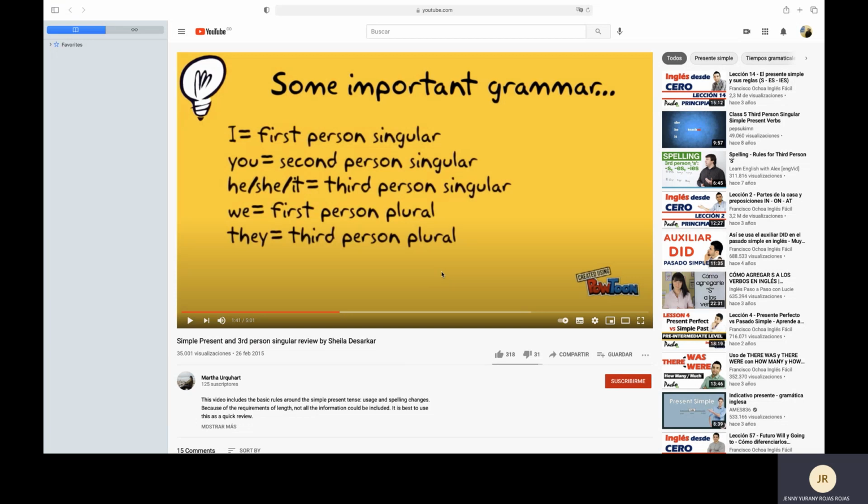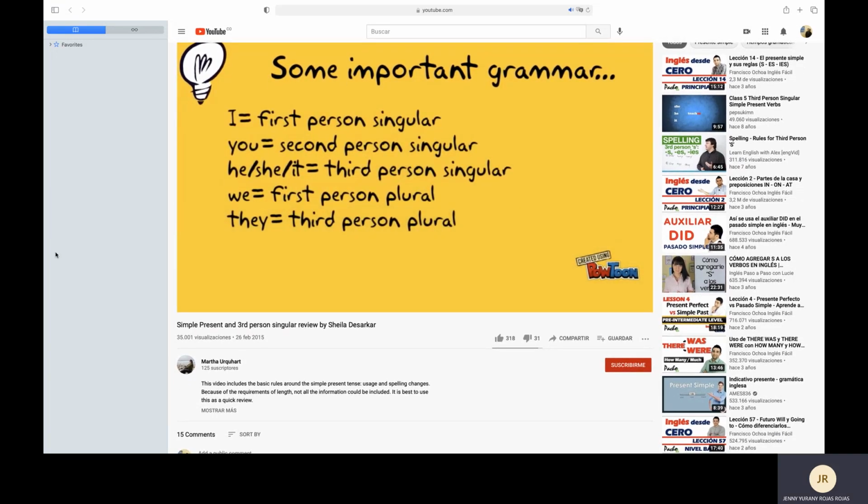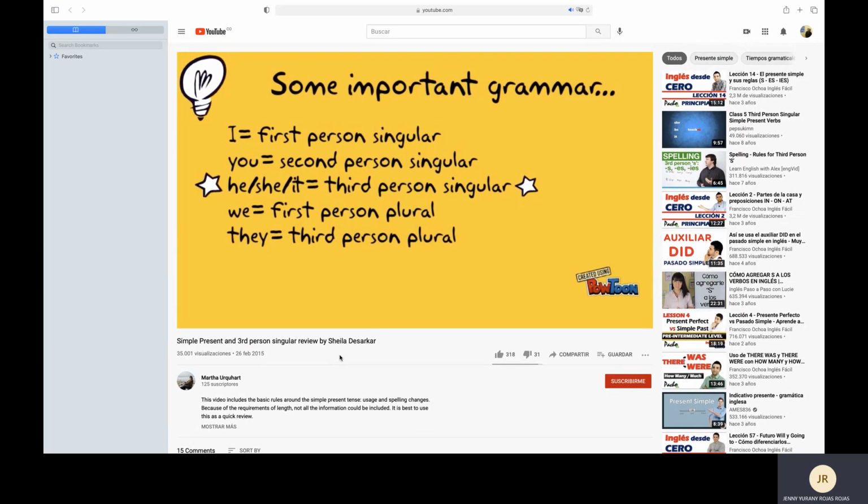Okay, so let's check this information. Remember, it was the one that we checked together at the beginning of this presentation. I is the first person singular, you, the second person singular, he, she, and it, remember, they are the third person singular, we, first person plural, and they, third person plural. So listen again. Some important grammar to remember for the next slides. When we talk about I, we call it first person singular. You is second person singular. He, she, or it is third person singular. We talk about the third person singular, so pay attention.